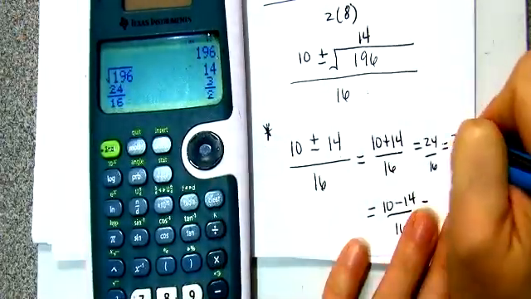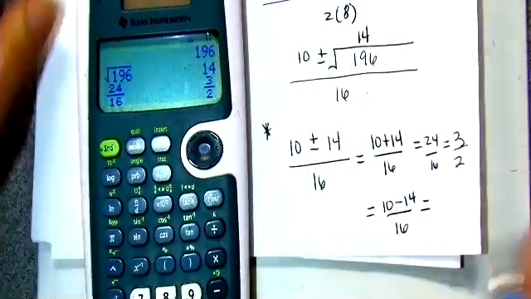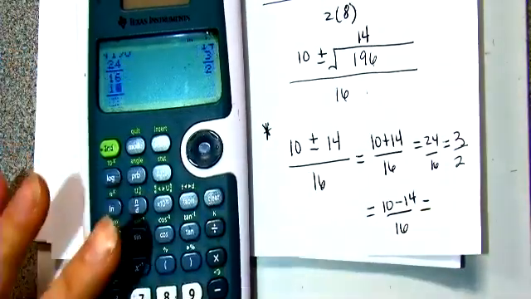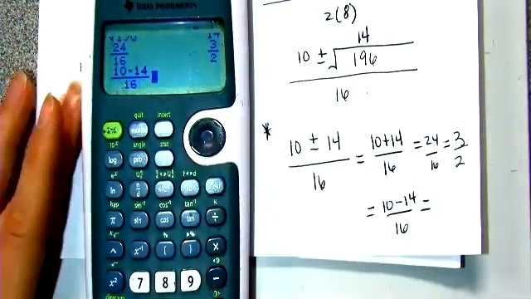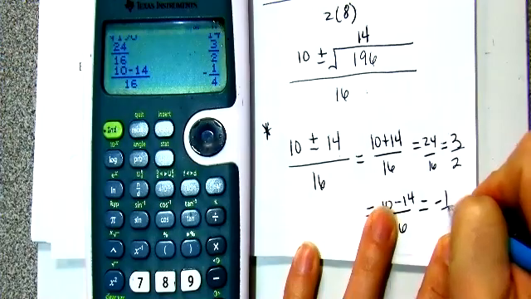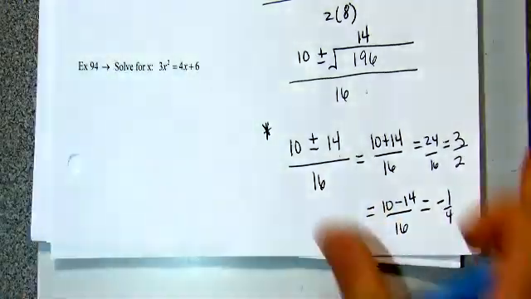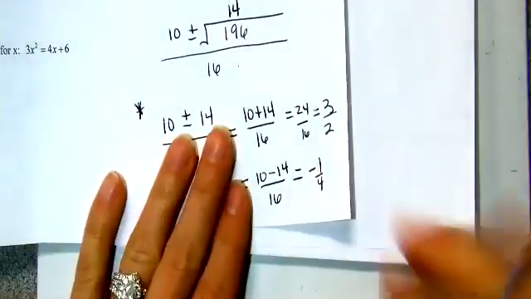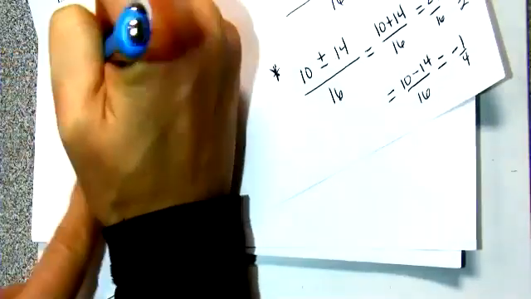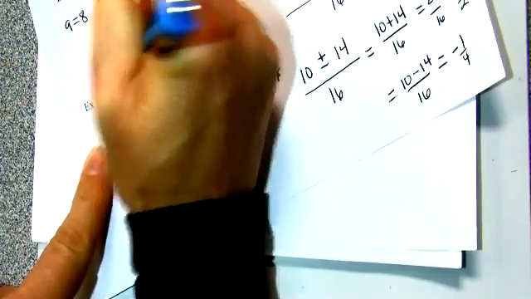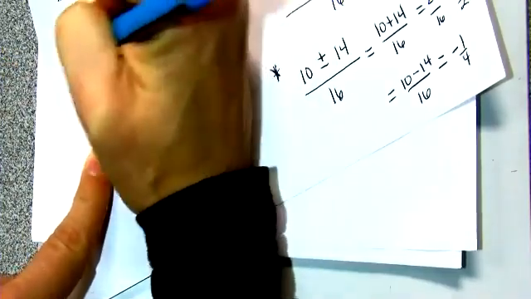So that'd be 3 over 2. Or again, if you're just saying, calculator, do the math for me, 10 minus 14 over 16 will take you there as well. So that'd be a negative 1 over 4. So I know that looks kind of nice, but we have these two solutions. So we have x would equal 3 over 2 and a negative 1 over 4.